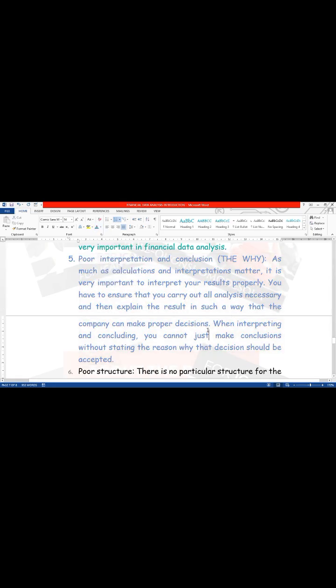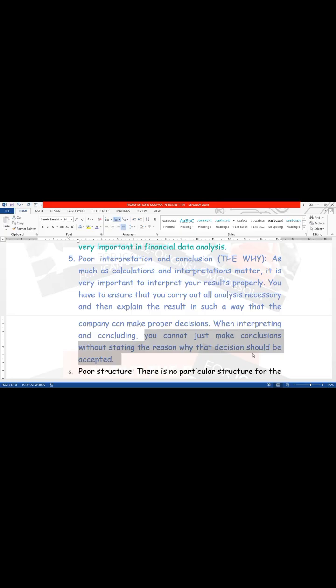When interpreting and concluding, you cannot just make conclusions without stating the reason why that decision is made. You cannot just say accept the project, venture into the project, accept the contract. You cannot just say that. Why? This project should be accepted because it gives a positive NPV, net present value. This project should be rejected because it gives a negative net present value, which implies that the project is not viable, which implies that the project is not profitable.